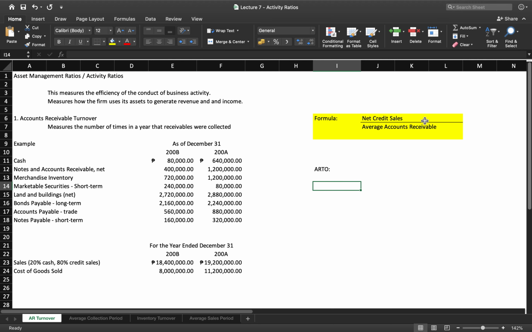So, what does the formula say? Our formula is net credit sales divided by average accounts receivable. Okay, so we must first identify net credit sales.